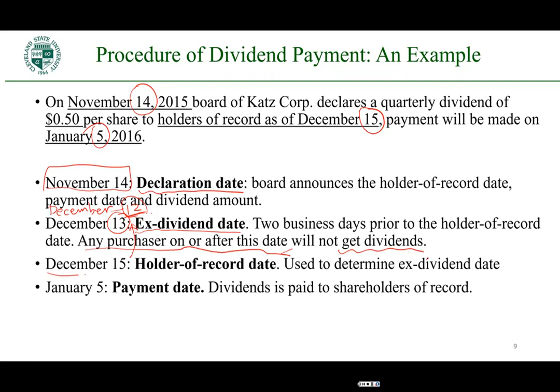And December 15th, 2 days later, is officially the holder of record date. So if you purchase the share on December 12th, your transaction will be reported and recorded at the firm's book on December 15th. And this is the date used to determine the holders that receive the dividends. January 5 is the payment date, which is when the dividend is actually going to be paid to shareholders of record. All right, so this is the whole procedure of dividend payment.